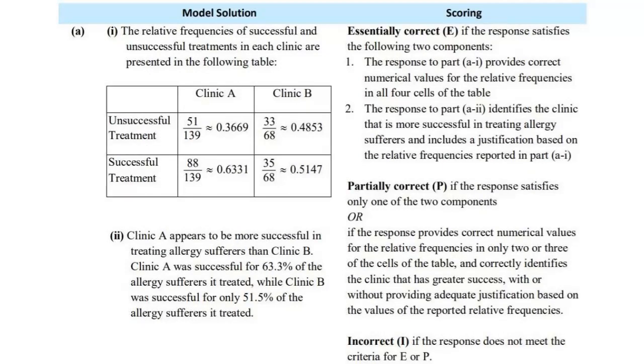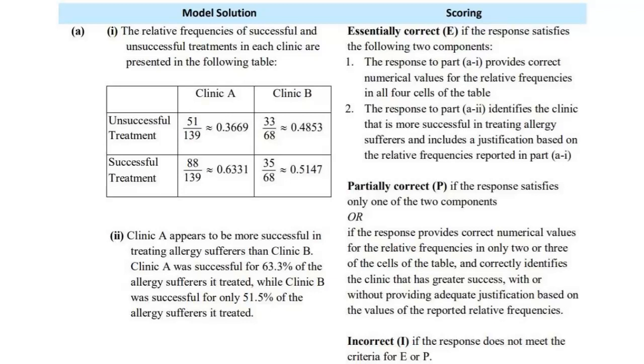So this, again, is what your two-way table should have looked like. Just comparing these numbers, let's look at the decimals. Unsuccessful treatments at Clinic A is about 37%. Successful treatments is about 63%. Clinic B had about 49% unsuccessful treatments and about 51% successful treatments.